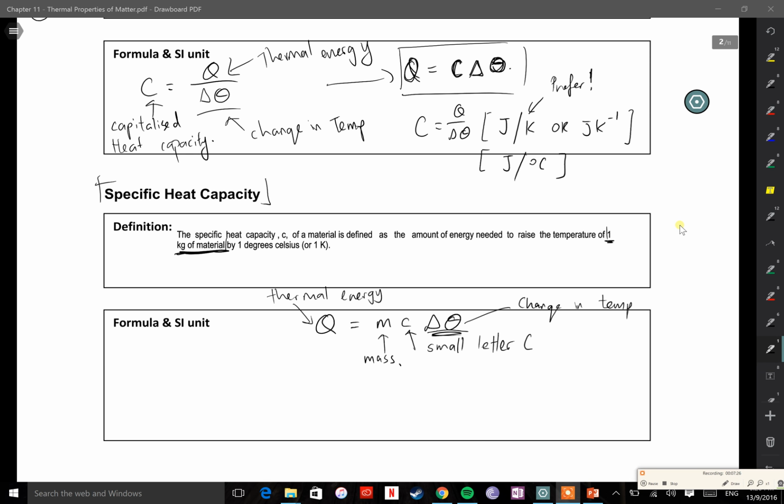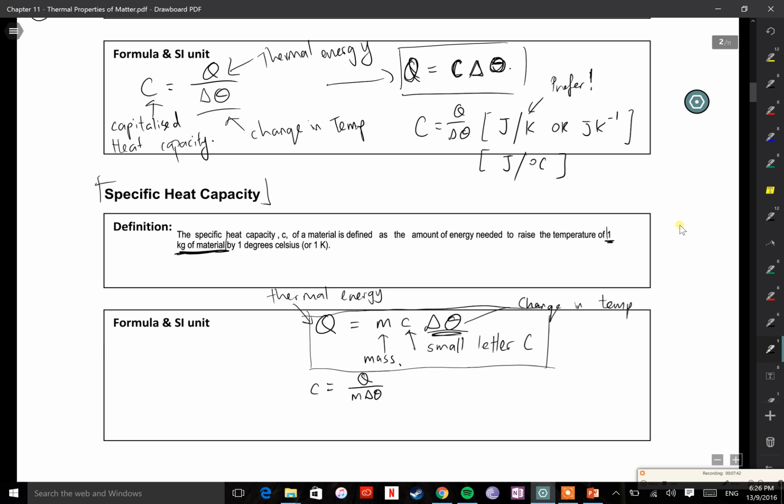I think with examples this will be even more visible to you. Same thing, we are going to make c the subject to really define the idea of specific capacity, and c will be equal to Q over m times change in theta. I prefer the previous formula because it's linear, there's no fraction to it. But anyway, the SI unit for specific capacity will be joules per kg per Kelvin, or it can be written as joules Kelvin minus 1 kg minus 1. It's really up to you.